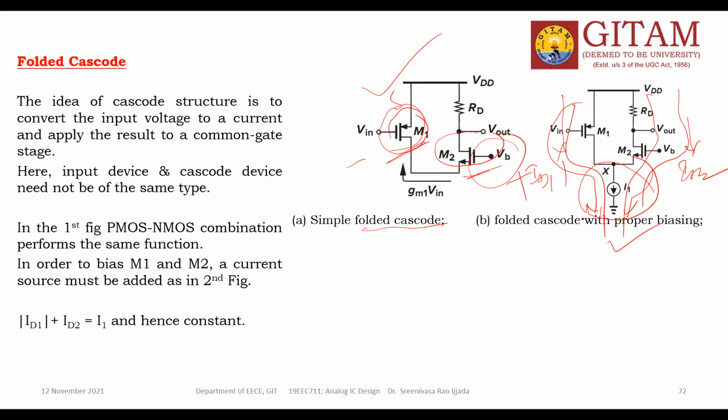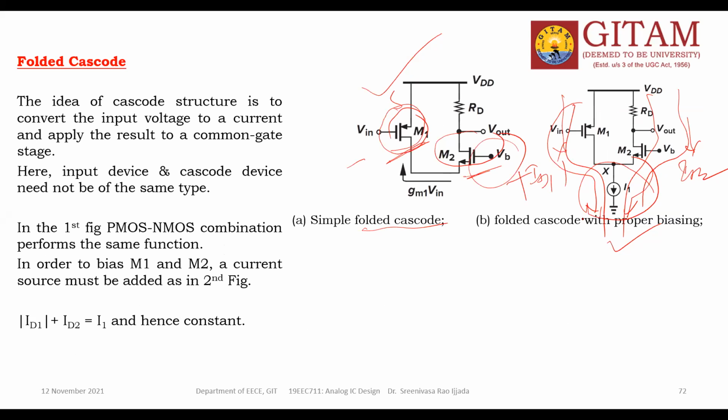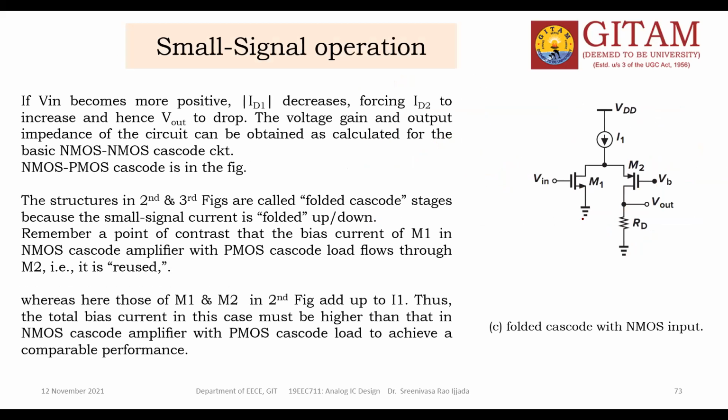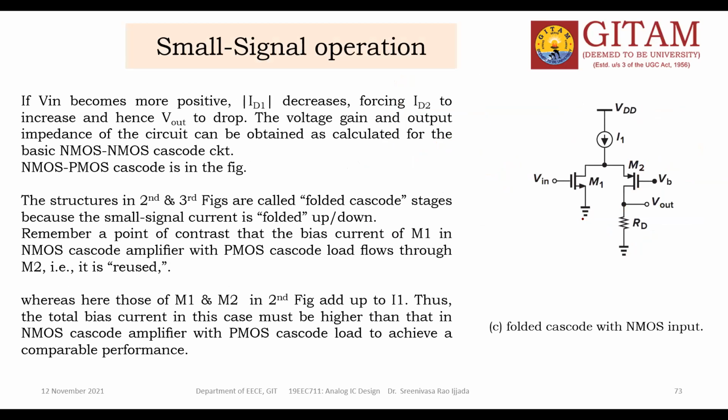So I1 is equal to ID1 plus ID2. Any wrong? Okay. And one more thing, small signal operation. If you want to go for the small signal amplifier, I think the I1 current you may connect above or below, no problem. Biasing current, we can keep it down or up, no problem. Clear? Here is down, here is up.